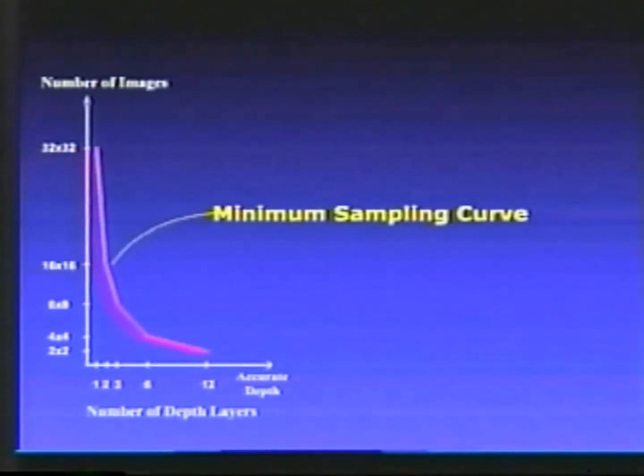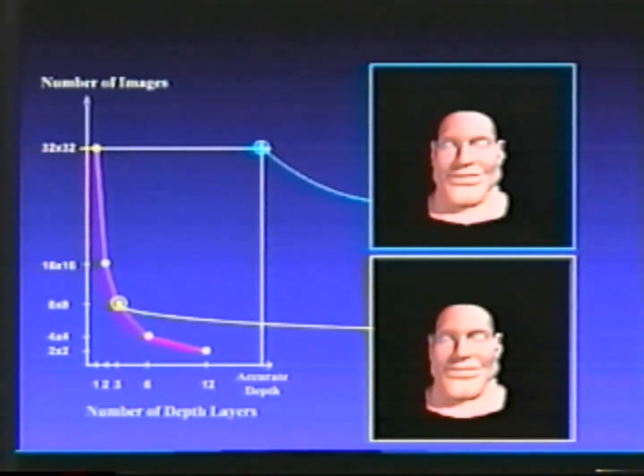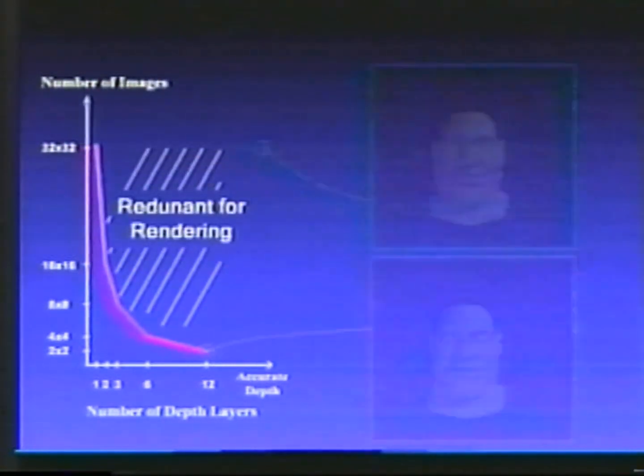Images rendered at any points along and above the curve have the same quality. Therefore, any points above the curve are redundant. As we change the rendering resolution, the curve changes as well.